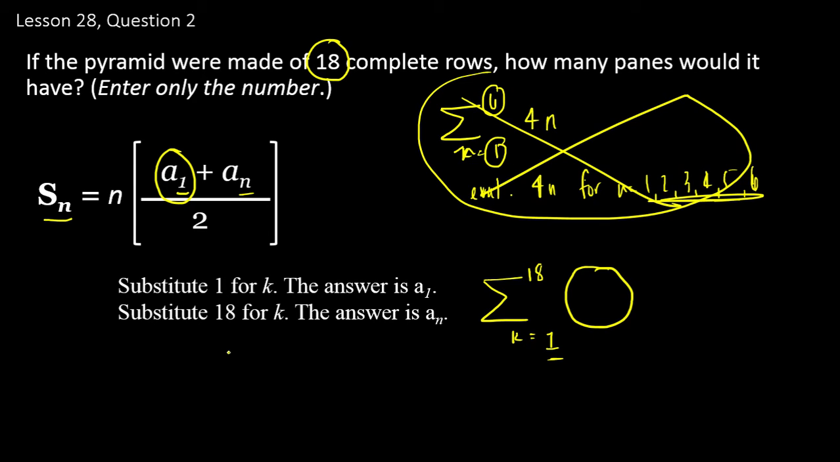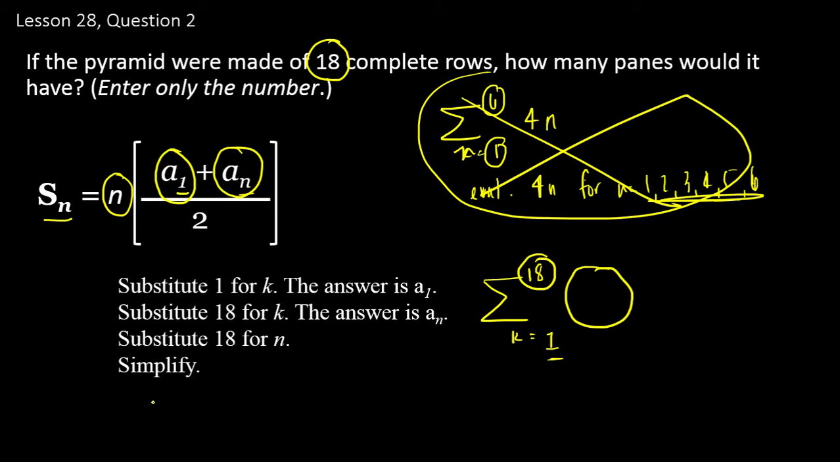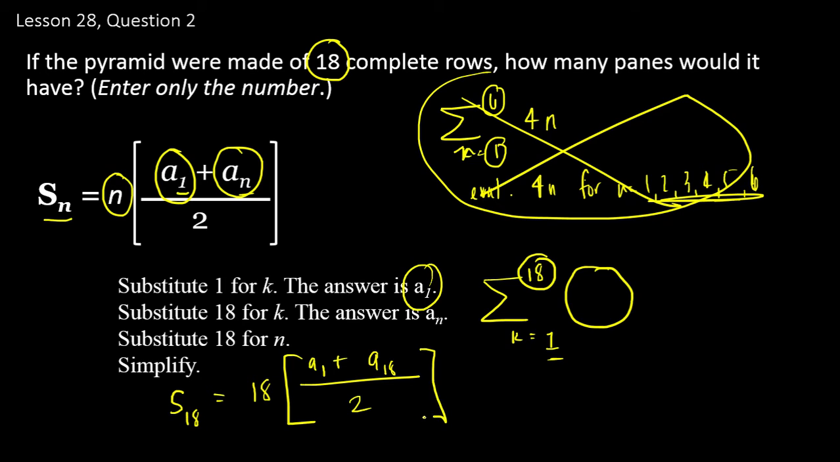Next, substitute 18 for k. So go back to your expression, plug in 18 for your k, and evaluate it. That's your a sub n. You're going to substitute 18 for n because that's where your index ends, right? So this will become an 18. Once you've filled in those 3 pieces, you can evaluate, simplify, and that will tell you the sum of n, or in this case the sum of 18, right? So the sum of 18 is equal to 18 multiplied by your a sub 1 plus your a sub 18, divided by 2.